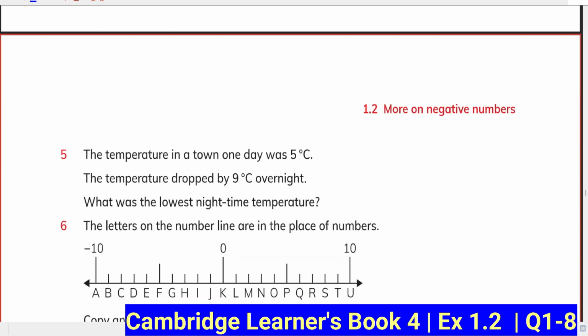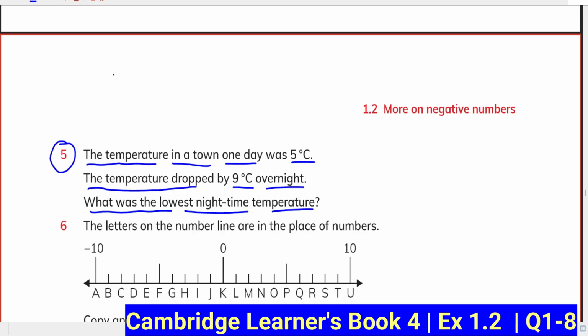Number 5. Question 5, it's an interesting question, and you have to think carefully about this one. The temperature in a town one day was 5 degrees Celsius. The temperature dropped by 9 degrees Celsius overnight. What was the lowest nighttime temperature?